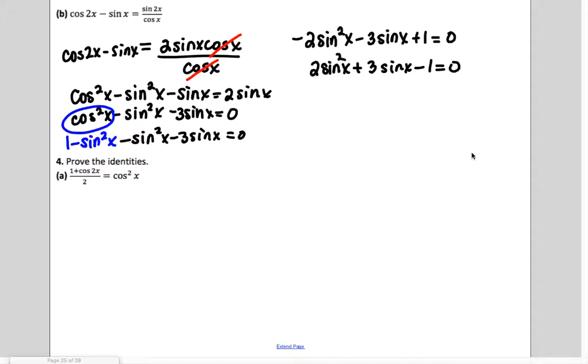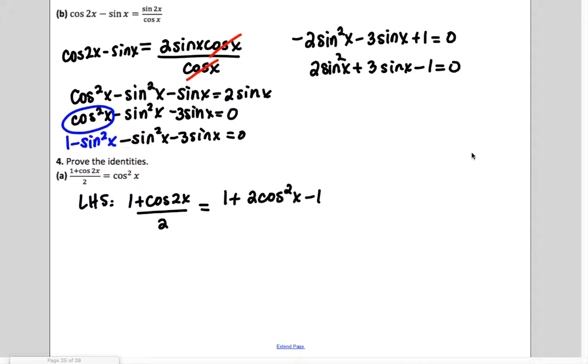All right, number 4, so prove the identities. So we can have equations that we're solving, and we can also have identities that we're proving. So remember, if we're trying to prove an identity, we're going to take one side and try to get it into the other side. So let's take our left-hand side. All right, so we're going to change our cosine of 2x into something. What do you guys want to do? Yeah, I would probably do the cosine squared one.